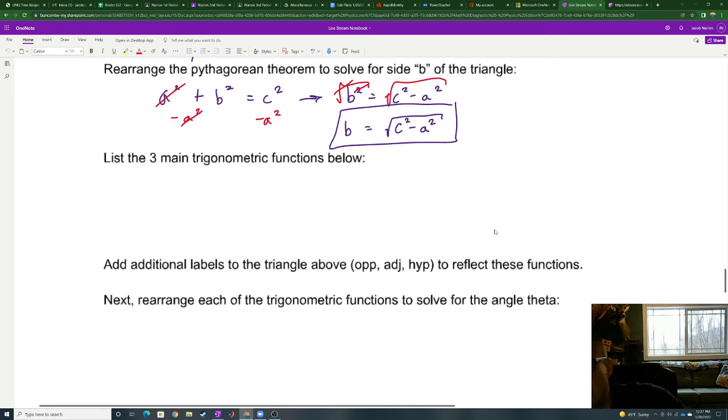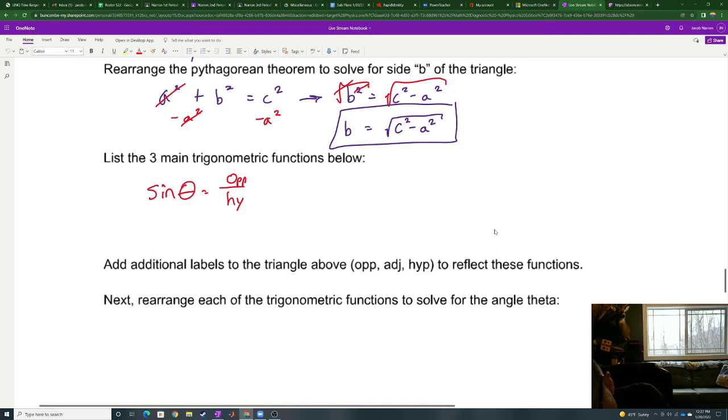List the three main trigonometric functions below. So I don't know how you guys learned them. Maybe you learned them as some old hippie fill in the blanks. SOHCAHTOA is how I learned it. Or maybe you just memorized them. But the three main trig functions are like this. Sine of theta equals opposite over hypotenuse. That's SOH, okay? Next we have CAH. So that's cosine of theta equals adjacent over hypotenuse. So that's CAH.